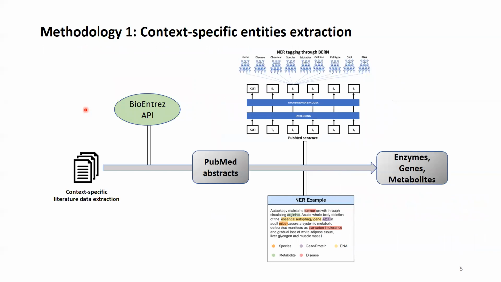Moving on to the methodology, we collect abstracts related to small intestine enterocytes and pass them through the BioInterest API, where we give the PubMed IDs and extract the relevant PubMed abstracts. The transformer used here is known as BERN, biomedical named entity recognition and normalization. It is a multitask transformer model which can recognize up to 9 entity types. Based on these entity types, we collect all the enzymes, genes, and metabolites present in the PubMed abstracts.